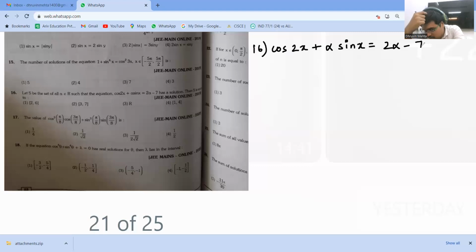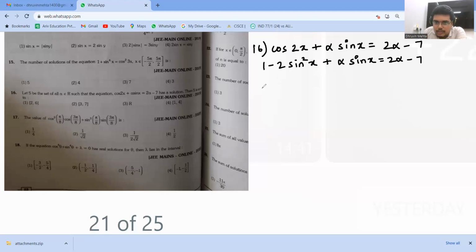तो एक काम करते हैं, पहले तो cos 2x को हम कन्वर्ट कर देते हैं sin x में. So you were right, we'll have to convert cos 2x to sin x. That we can do easily. 1 minus 2 sin square x plus alpha sin x equal to 2 alpha minus 7. अब एक काम करते हैं, रीअरेंज करते हैं इसको.